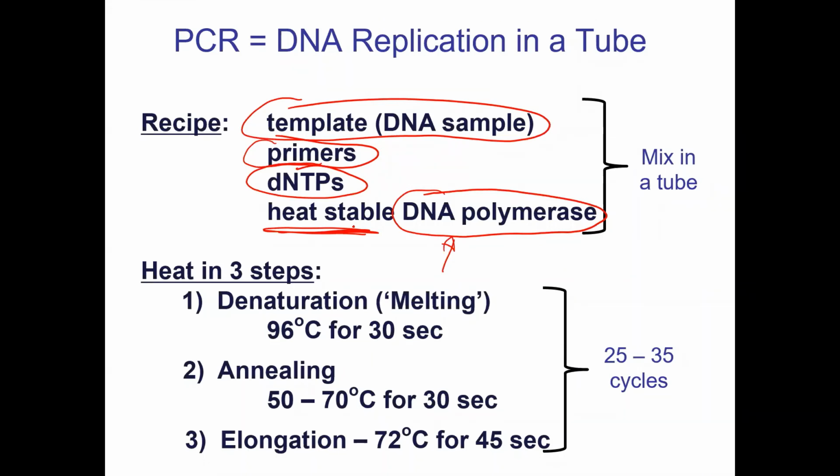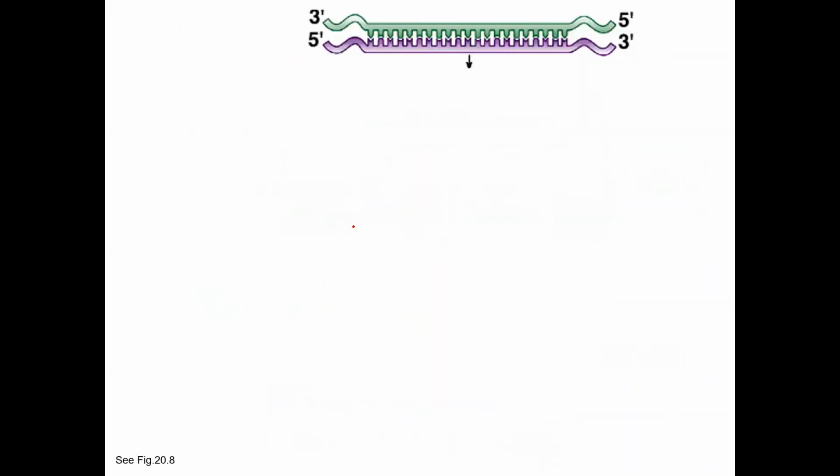It copies the DNA. And then you do this again and again and again. If you do 20 to 30 cycles, you're looking at millions of copies of DNA. So go on your calculator and just go 2 times 2 times 2 times 2 and do that 20 times and see how many copies of DNA you get. I'll show you a little picture here of the whole process happening.